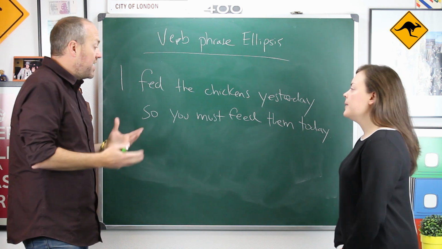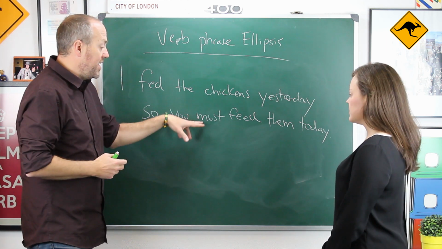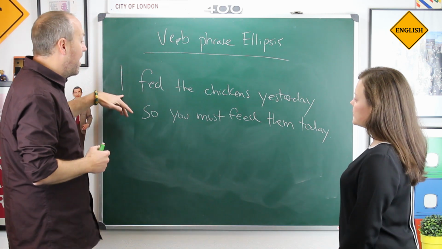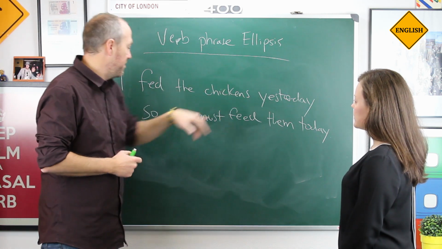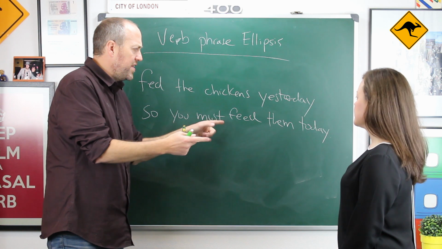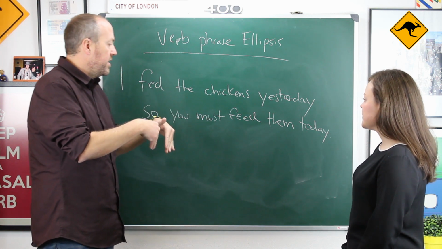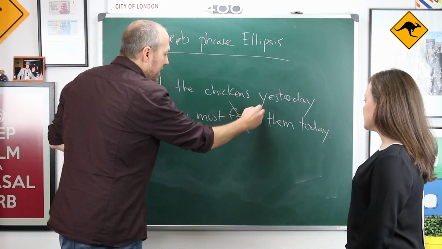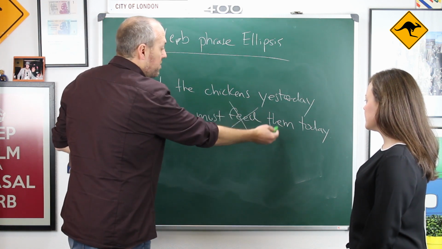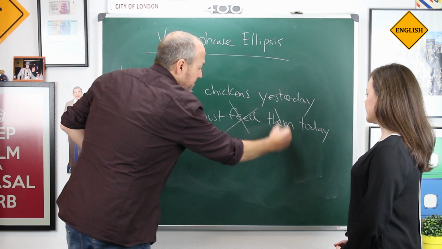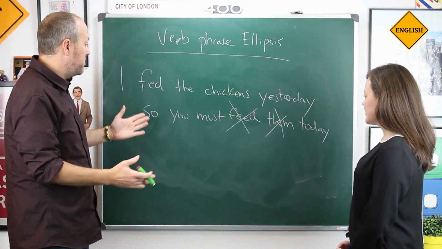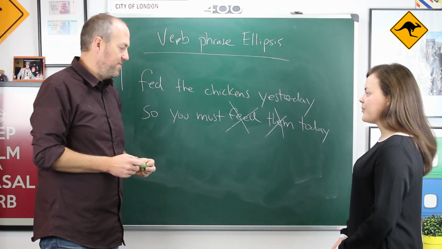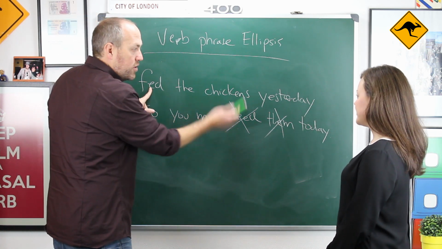Okay, so here's another example where the auxiliary only exists in the second part of the sentence. "I fed the chickens yesterday, so you must feed them today." So what we can do is eliminate the main verb in the sentence, and "them," because "them" and "the chickens" are the same. So we have this: "I fed the chickens yesterday, so you must today." Okay? So main verb, gone.